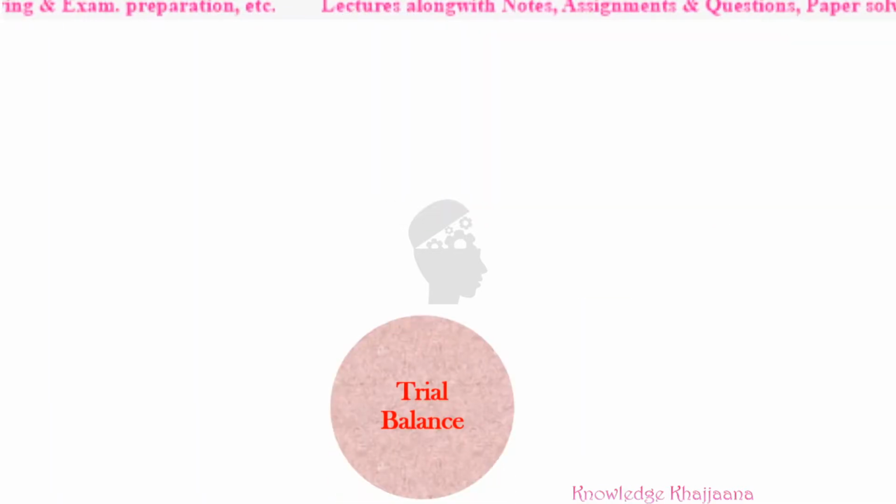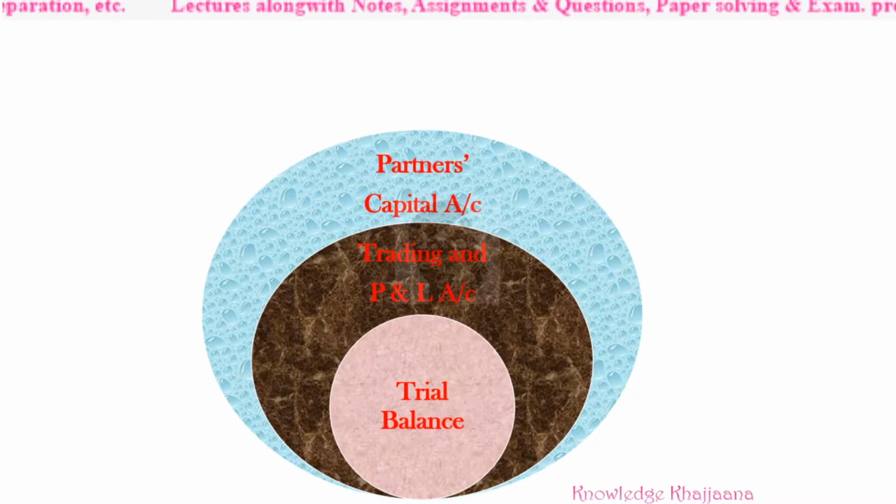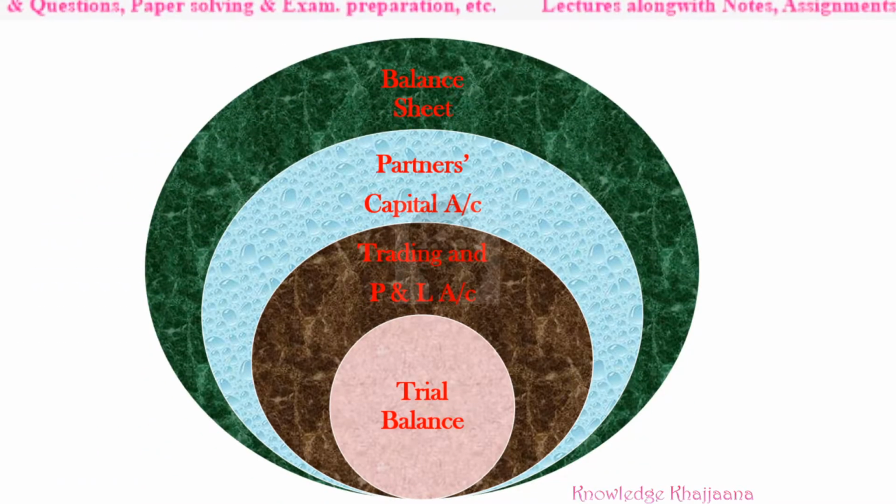First, you have to prepare the trial balance that has been given to you, and you have to prepare the trading and profit and loss account. Then you have to prepare the partners' capital account, and then you have to prepare the balance sheet. So in this we have to solve the final account.